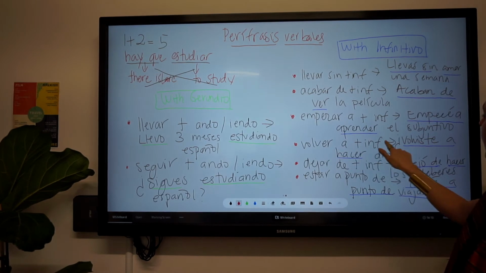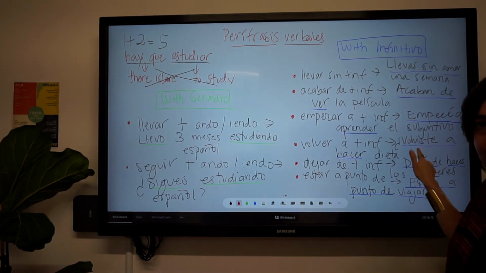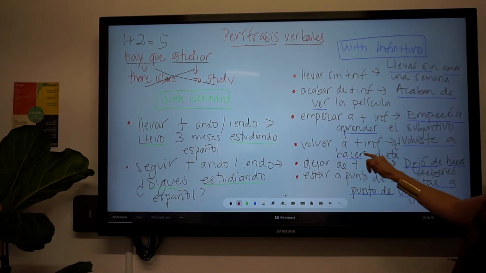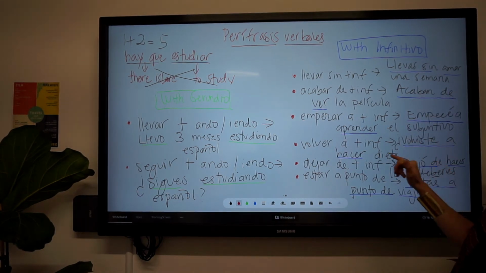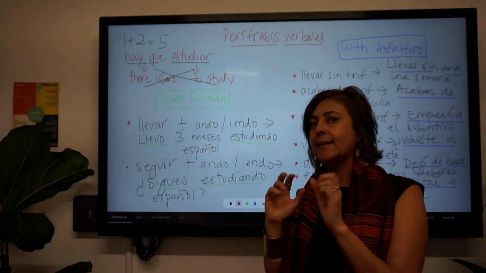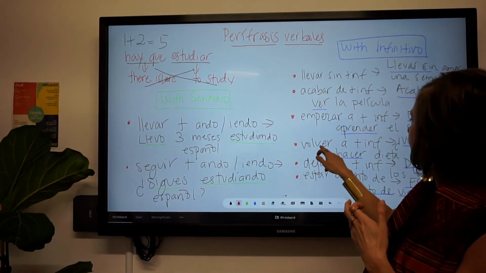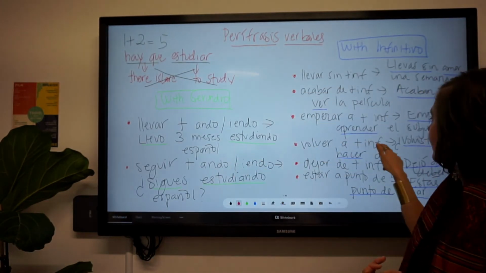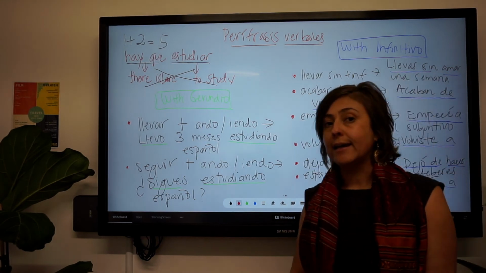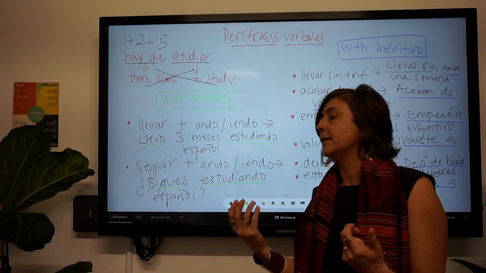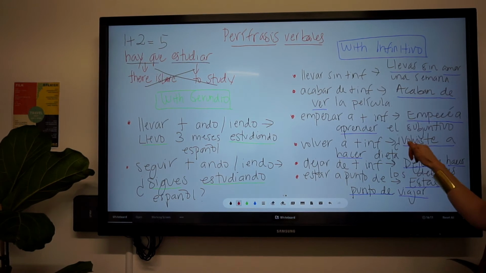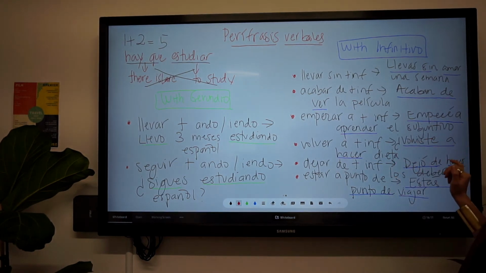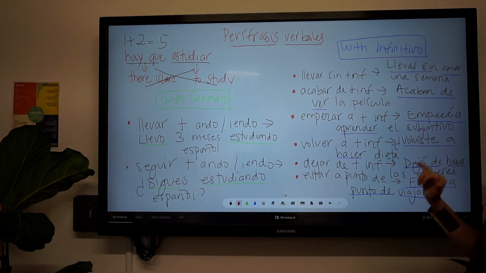Right, so volver a plus infinitivo. Again, I put an example in the past tense just to mix it up a little bit. Volviste a hacer dieta. Alright? So this one again is slightly different, but it's kind of similar because volver a is to return, right? Volver, to return. So this is to do something again, right? So to return to do something in a way. So this translates to, did you start doing a diet again? Okay? Right, so that's that.